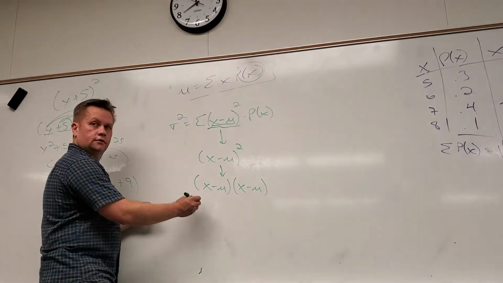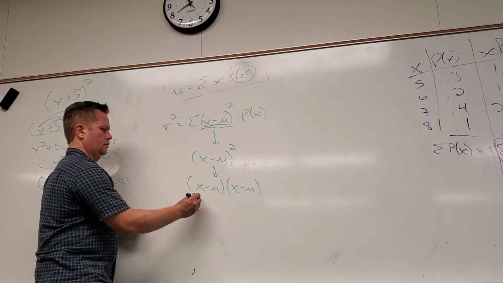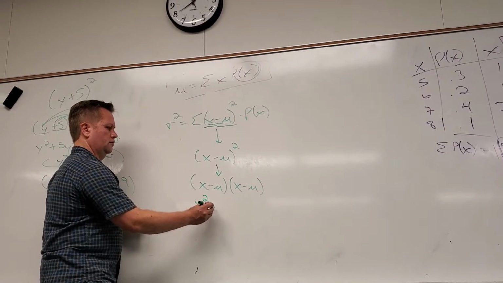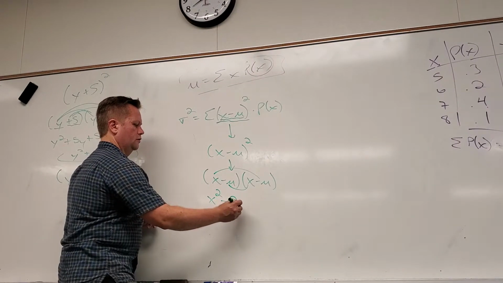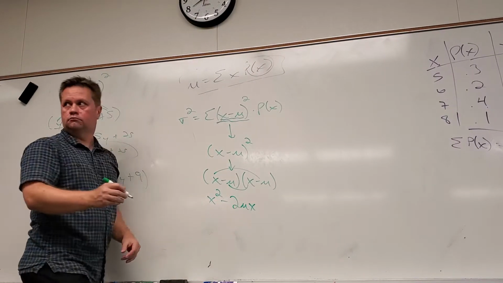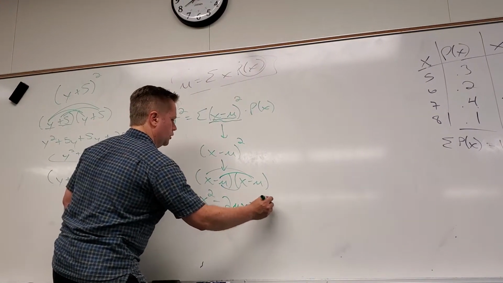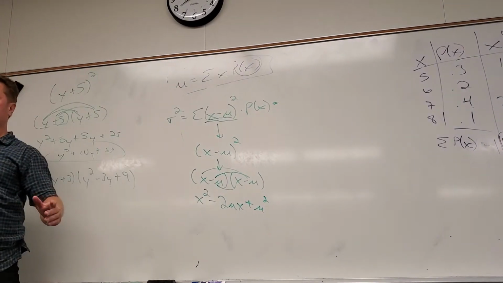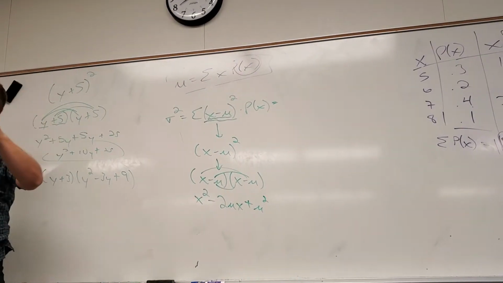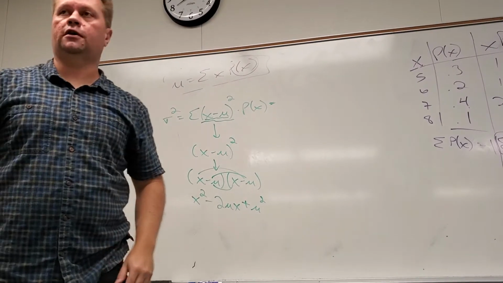So what do you guys get? X squared? 2 mu x plus mu squared. All right, so let me write this again. Is everybody cool with that? That's what you get when you FOIL it, or you just multiply it out. That's what you get, right?